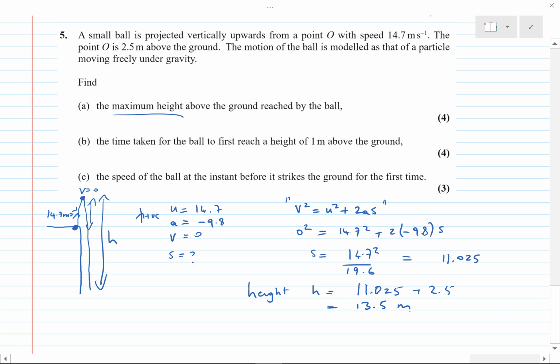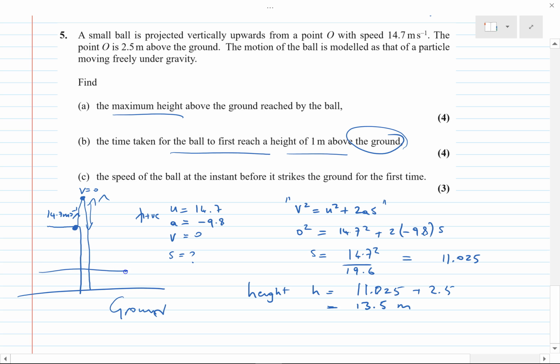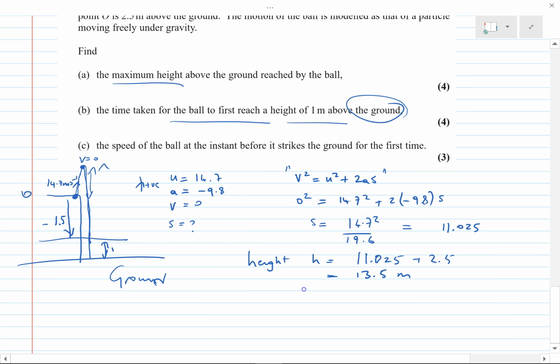Okay, so then it says the time taken for the ball to reach a height of 1 meter above the ground. Now this is the ground here. Let's take that H off. We know that this is 2.5, so we've been asked for the time when it goes from here upwards down to here. Well, the key here is if we take this as our zero displacement point, the displacement when it's 1 meter above the ground is minus 1.5, not minus 2.5, minus 1.5. Taking that as our 0 point, we should be fine.